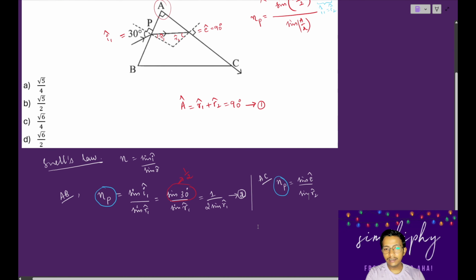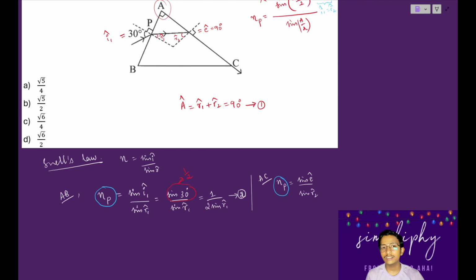Here it is the relative refractive index of the prism, where we are incidenting the light ray from the rarer to denser. Then we will get the refractive index of the prism with respect to the outside medium. So you have to be careful that it is not sine R2 by sine E, it is sine E by R2. Now we do know the value of sine E, it is sine 90 in this question, divided by sine R2. Here also we do know the value of sine 90 from trigonometric ratios. It's a standard angle, so the value comes out to be 1. So the answer is 1 divided by sine R2.